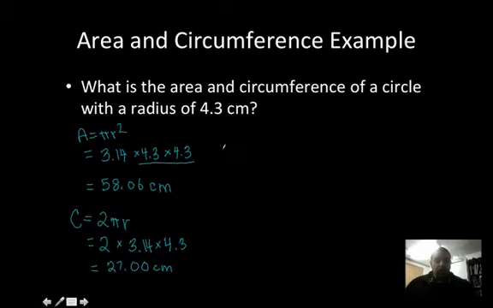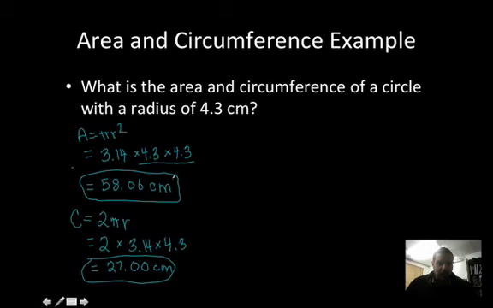So both of these examples we had the radius of the same circle. The area in this circle is equal to 58.06 centimeters. And the circumference is equal to 27 centimeters. This unit should be centimeters squared, not just centimeters.